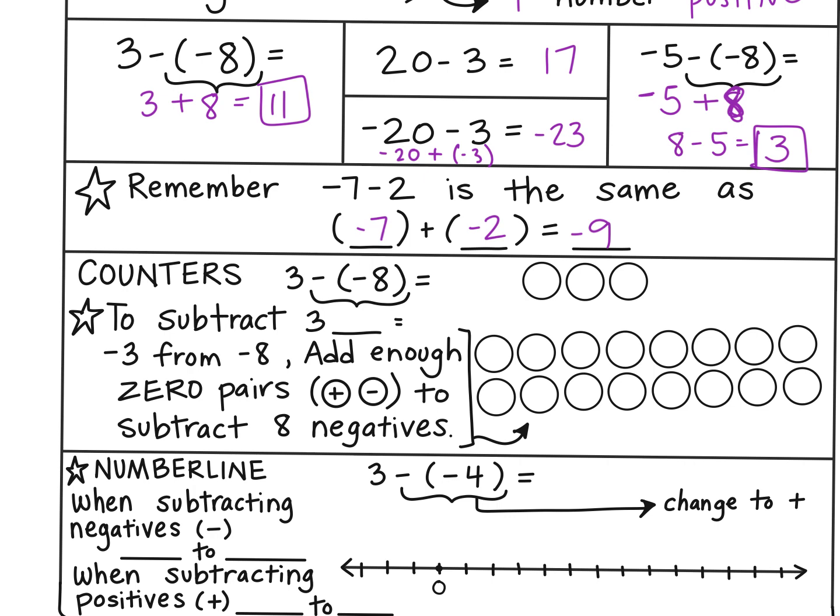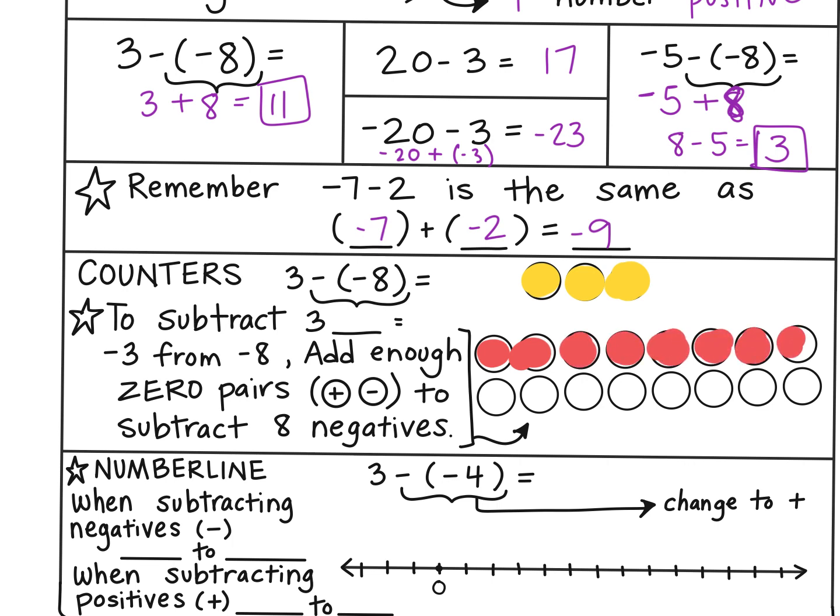Okay, so again, yellows are my positives. So I'm going to show 3 positives, but then it says I need to add enough 0 pairs in order to subtract 8 negatives, because here I am supposed to subtract 8 negatives. Well, if I don't have any negatives to subtract, I've got to add 0 pairs so that I have enough. This is where it gets a little tricky. So if I need 8 negatives, I can go ahead and add my 8 negatives here.